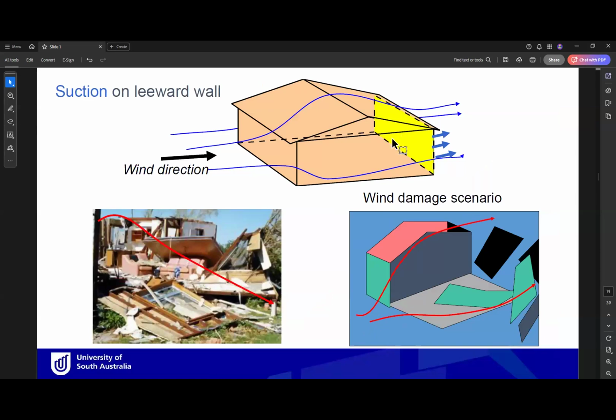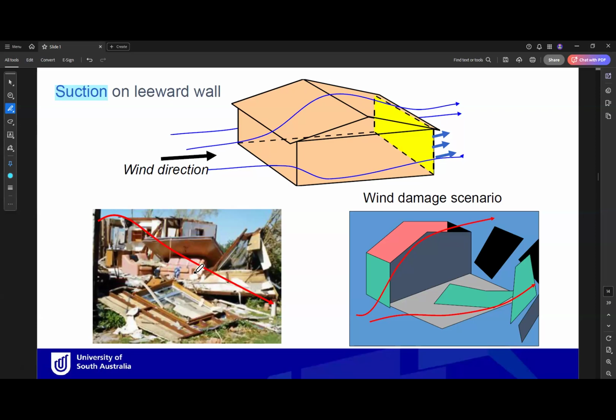The last wall type we have is the leeward. Leeward is the wall opposite to the wall facing the wind. So here, this wall is the windward, and the one in the opposite direction will be the leeward. The leeward wall will be under suction as well. So mostly all of the building will be under suction due to wind, except for the windward.